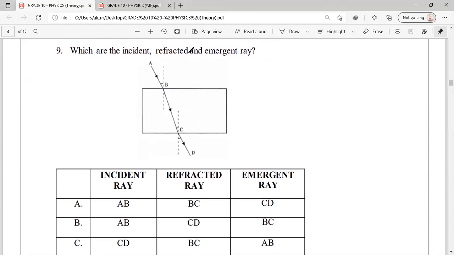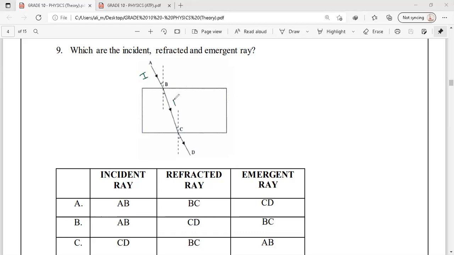Then we have question number 9. We have to identify the incident, refracted, and emergent ray. So this is the incident ray, this is refracted, and this is emergent ray. A, B, B, C, and C, D. Option A is the right answer.